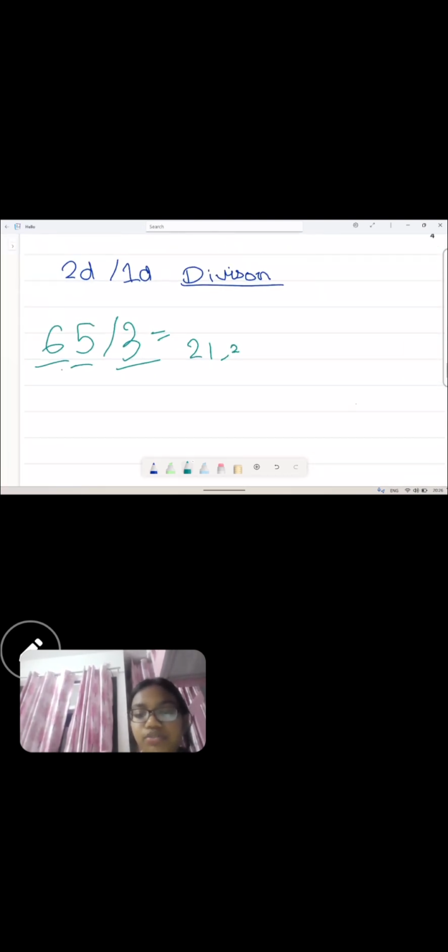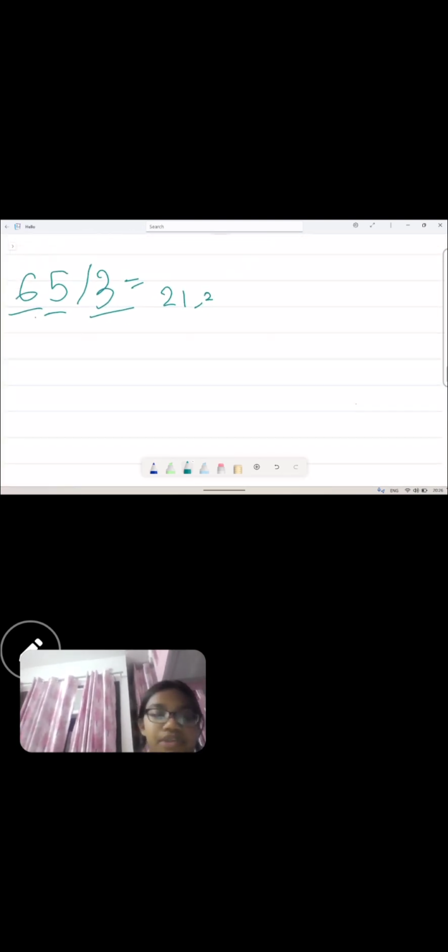I will not go in points. Okay. With this question, we'll take another question to go in points. Let's take a similar question to this only. Same digit but different number, different divisor.